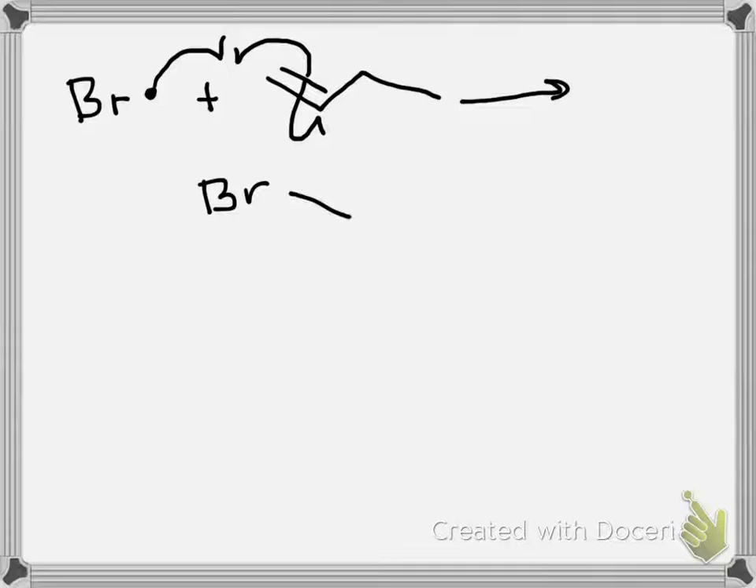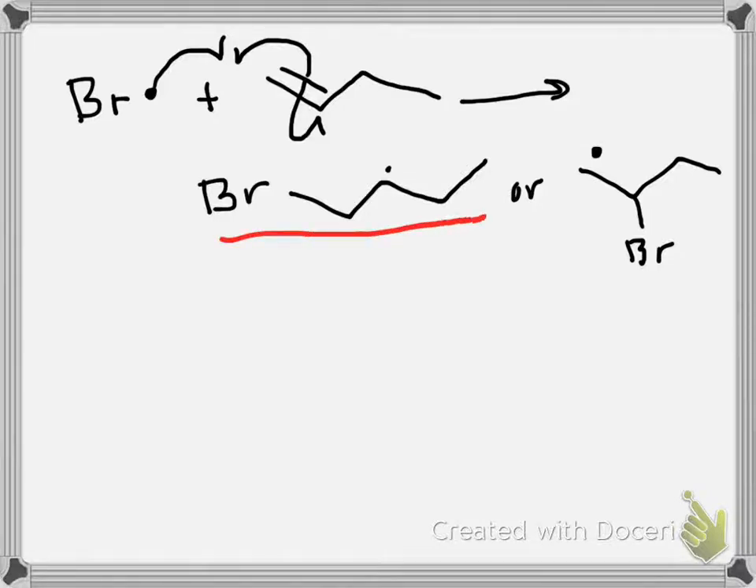So that I can form two possible products at this stage. One of them will look like this, or I could form that product. This product is favored because the free radical is better stabilized by hyperconjugation.